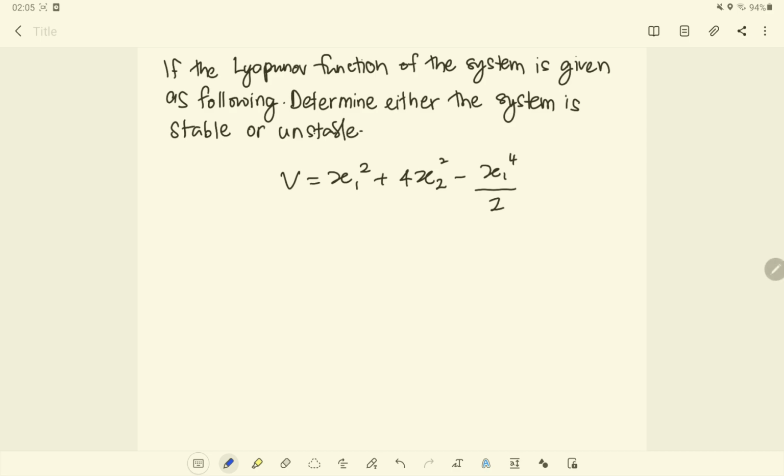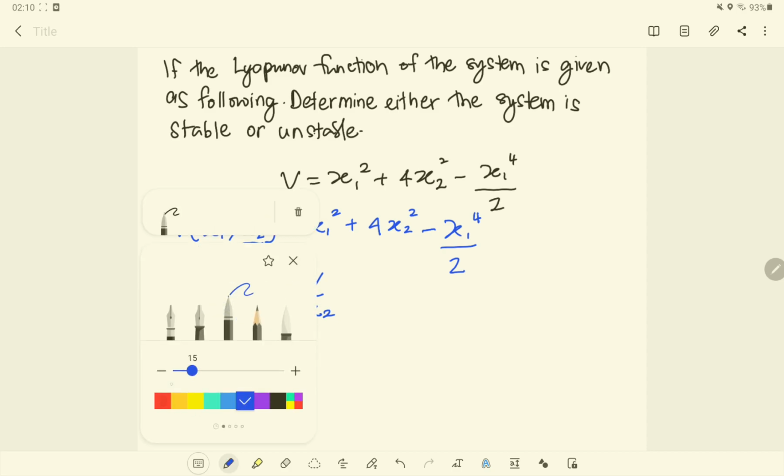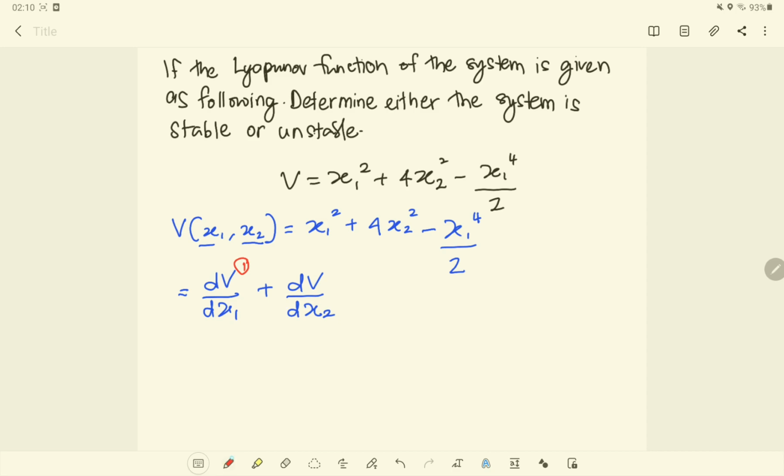Now your v has two variables, a function of x1 and x2, equal to x1 squared plus 4x2 squared minus x1 to the power of 4 over 2. Since it has two variables, x1 and x2, first you have to differentiate: dv over dx1 plus dv over dx2. Now we do it one by one.